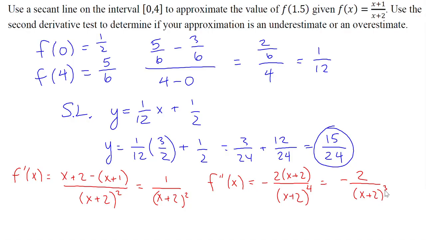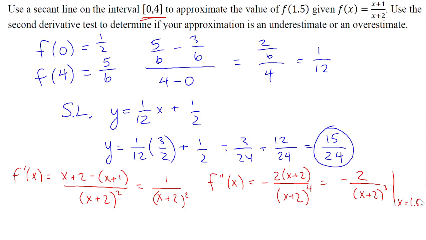The only place that this could potentially have a change from concave up to concave down would be when it's undefined, because it's never equal to 0, which would be at negative 2. Negative 2 is clearly not on our interval, so we're just going to evaluate this at 1.5 here, right, or at 3/2. And I think we can see that we'll put in x equals 1.5 here.